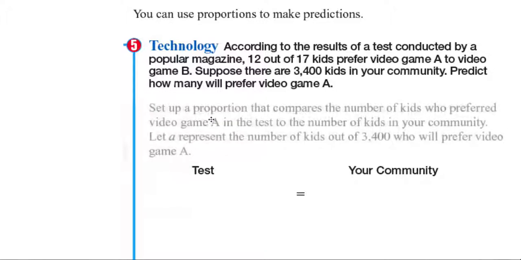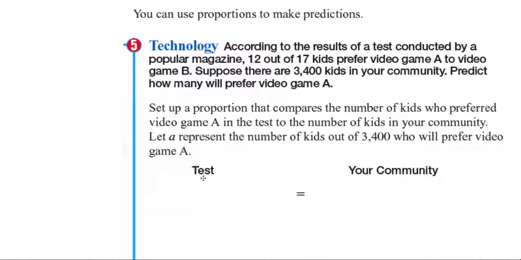So first thing, we need to set up a proportion that compares the number of kids who prefer video game A in the test to the number of kids in your community. So let A represent the number of kids out of 3,400 who will prefer video game A, because that's what the problem is asking for. Predict how many will prefer video game A. And that's how we create our let statement.